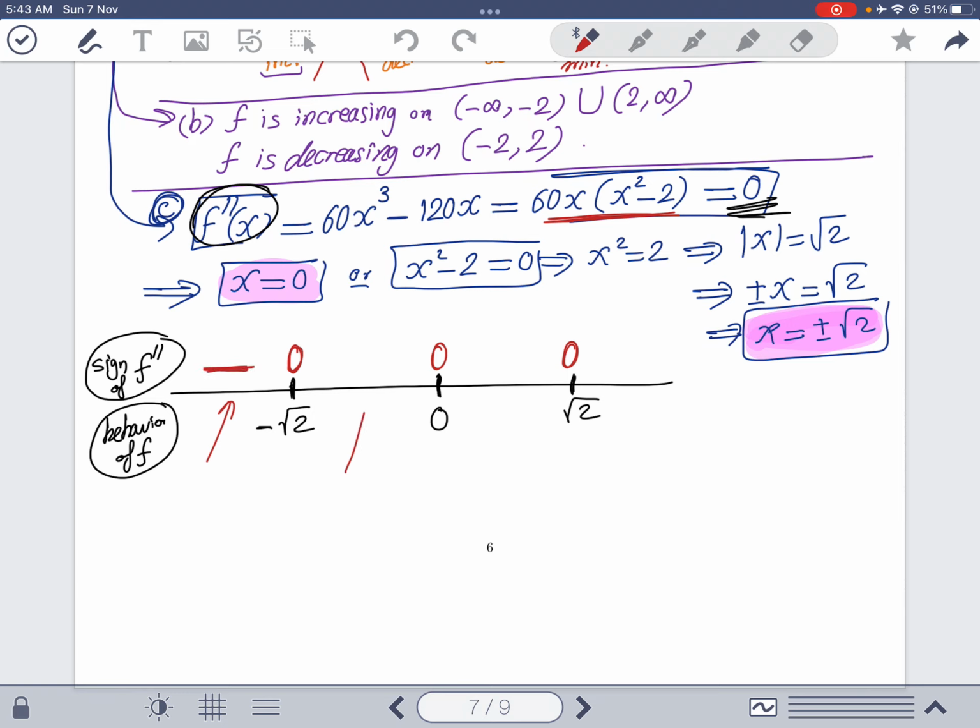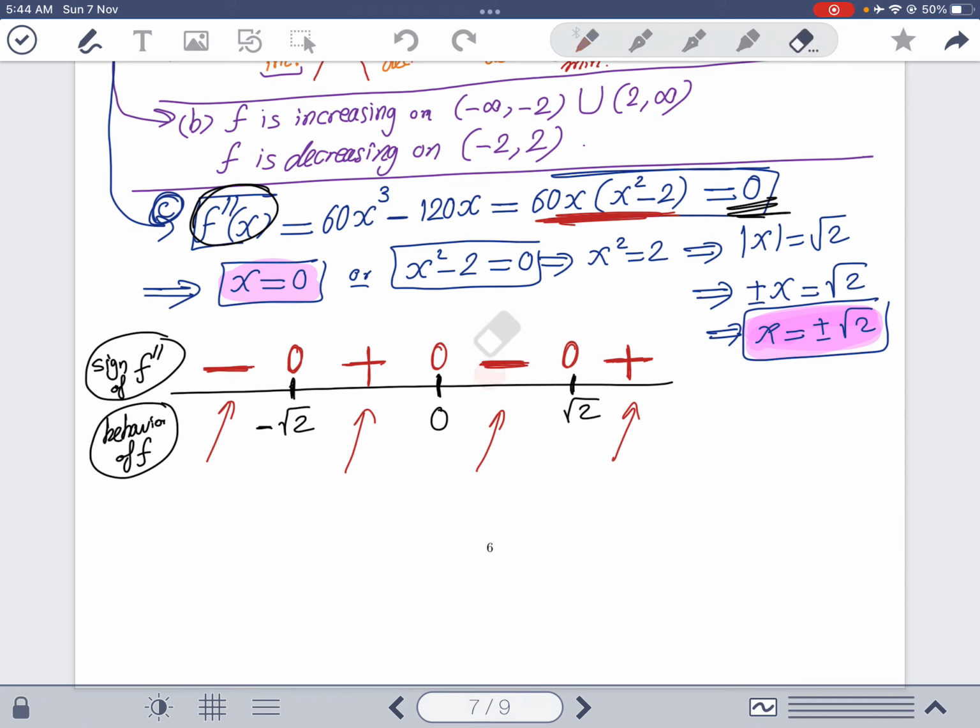Between negative radical 2 and 0, we can choose negative 1. So put it in the formula, you'll get minus, and then 1 minus 2 is minus. Minus times minus is plus. Then here, if you choose 1, then 60 times 1, so positive times 1 minus 2, negative, so negative. Positive times negative is negative, and then something bigger than radical 2, 10 for example, it will be positive.